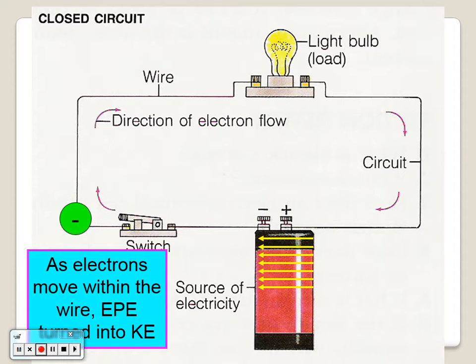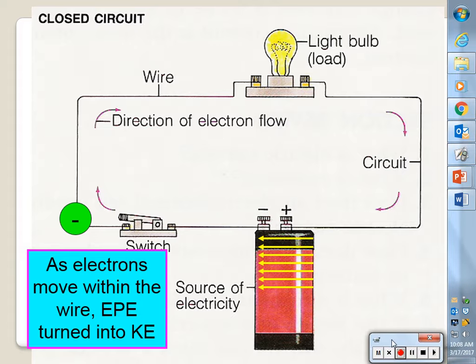I should move this out of here. And that's okay. Switches are just conductors. That's all. So, as electrons move within the wire, electrical potential energy is turned into kinetic energy. Charges start to move. And as you can see from the picture, the direction of electron flow is moving away from the negative terminal of the battery and making its way back towards the positive terminal of the battery. Good there?